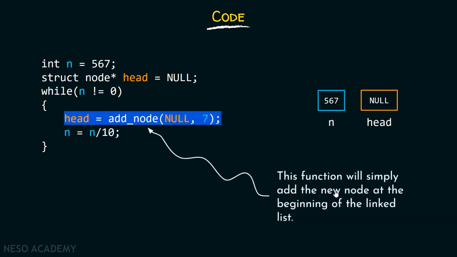This function will simply add the new node at the beginning of the linked list. I just want that this function must add the new node at the beginning of the linked list. Okay, and then after this, it must also return the address of the first node of the linked list, and we will store that address within this head pointer. Let's just call this add node function.